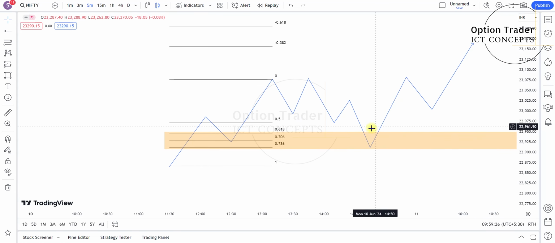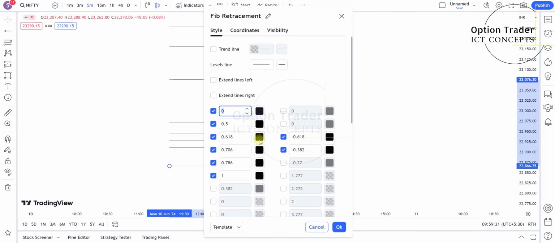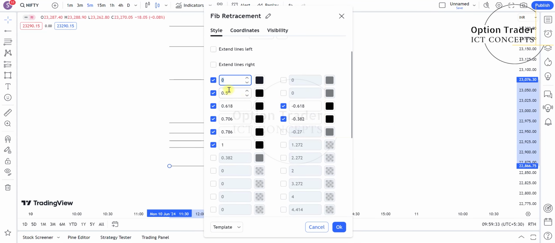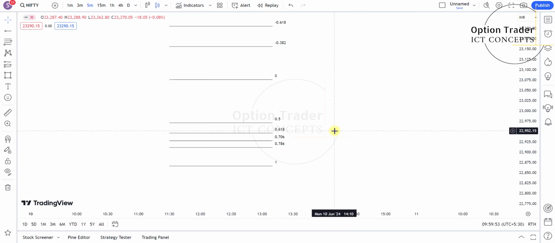I hope you understand this setup. I will show you the settings also. We will mark only these levels: 0, 0.5, 0.618, 0.706, 0.786, 1, and if you need 0.382, but I don't trade at 0.382. Then the first target, the second target 0.382, the third target 0.618. These are the settings I am using for the Fibonacci. I hope you understand.